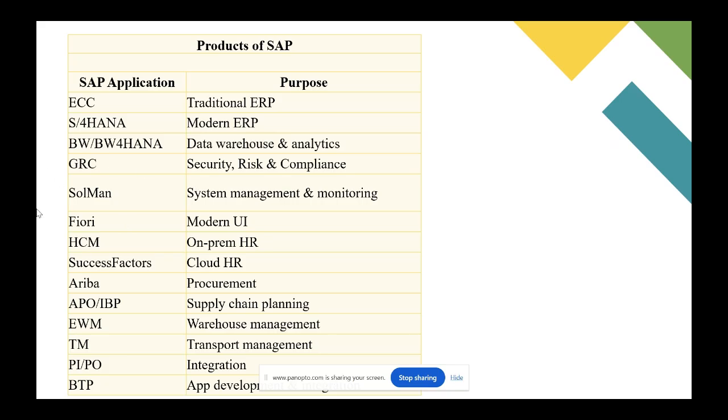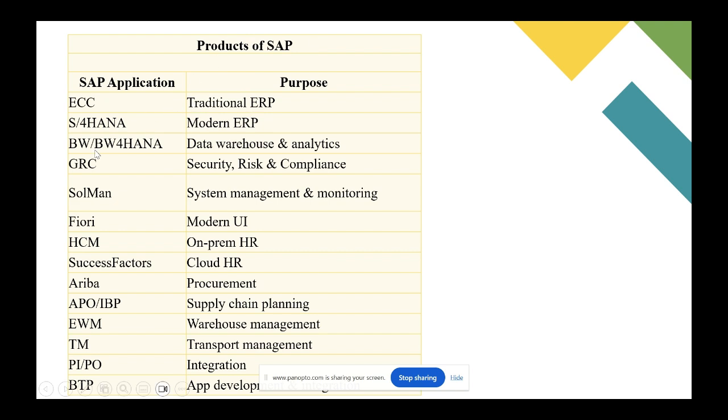Here we can see the applications and the purpose. The first two applications we can say are the ERP applications. The first, ECC, is a traditional ERP which was used previously, and the modern ERP that is replacing the previous traditional ERP is the S4HANA system. These two are the ERP products.